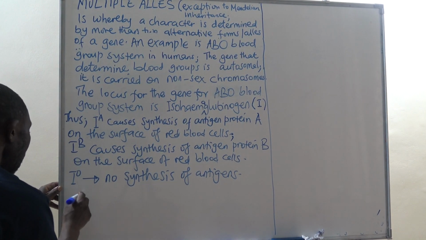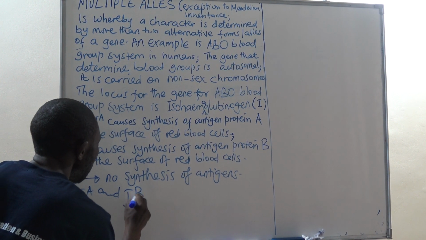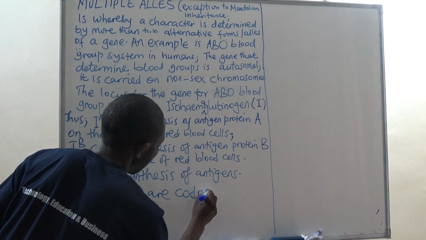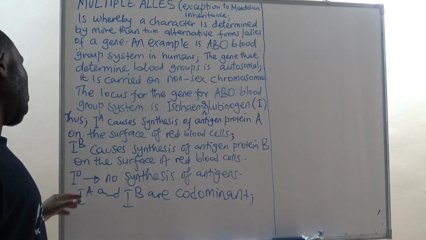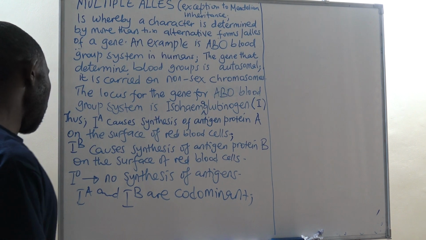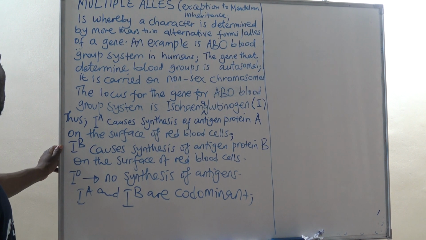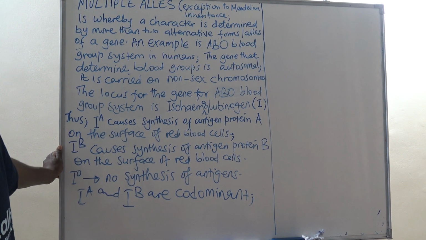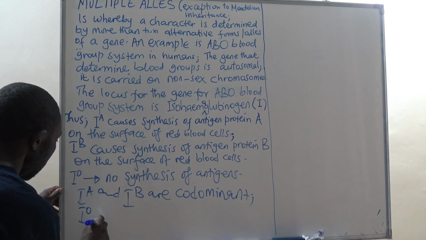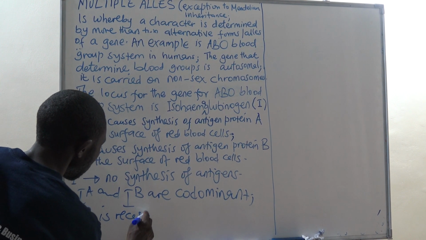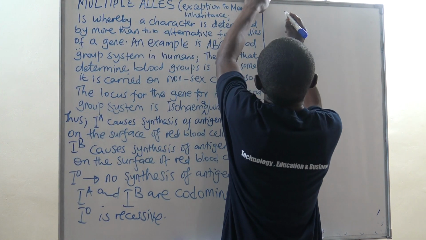Now, IA and IB are codominant, meaning that when IA and IB are together, they can both express in the phenotype. IO is recessive.